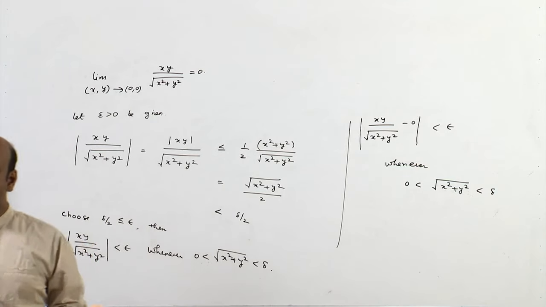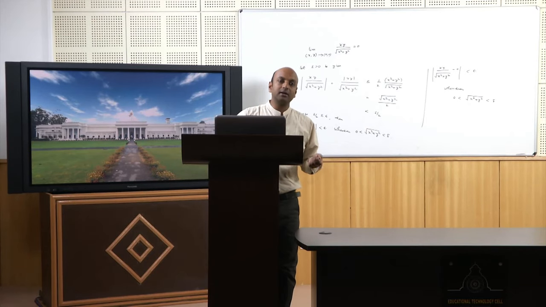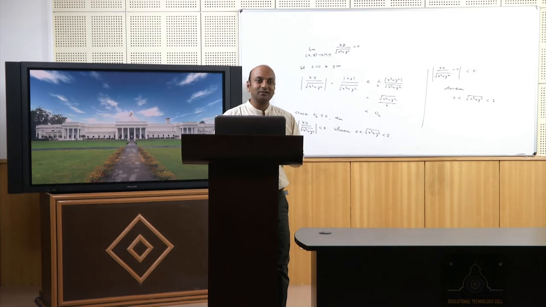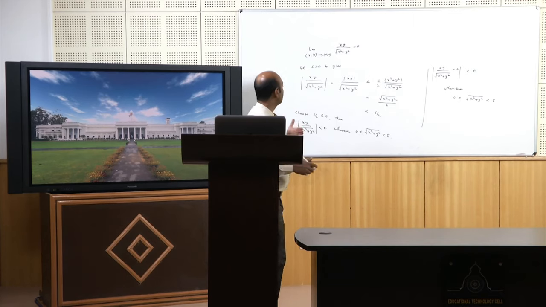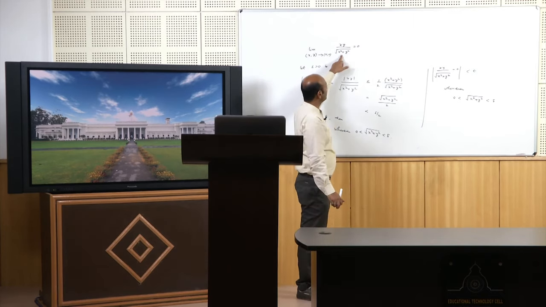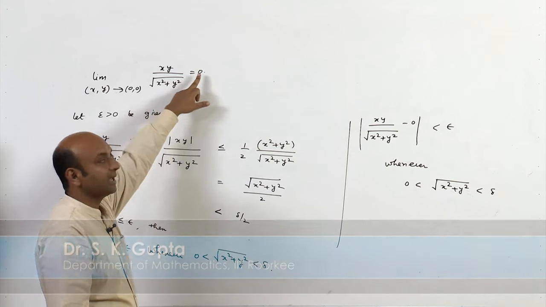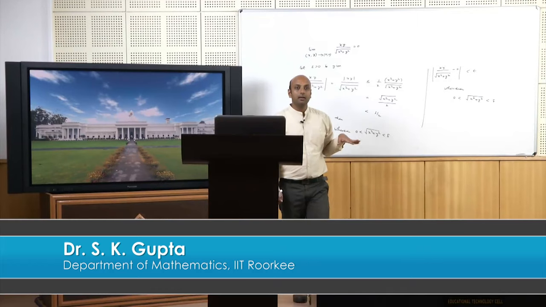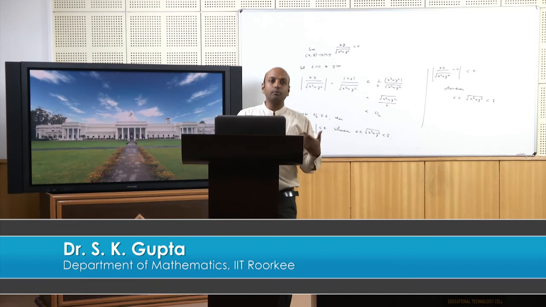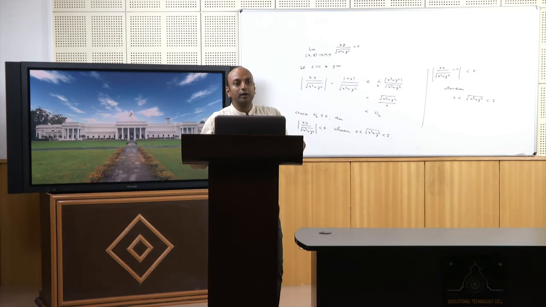So in this way we can prove, using the delta epsilon definition, that the limit of a function of two or more than two variables exists and is equal to L. Now we will see some more properties of limits of several variable functions in the next lecture.